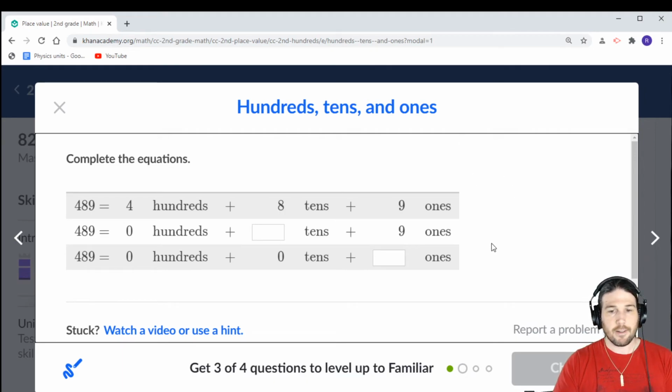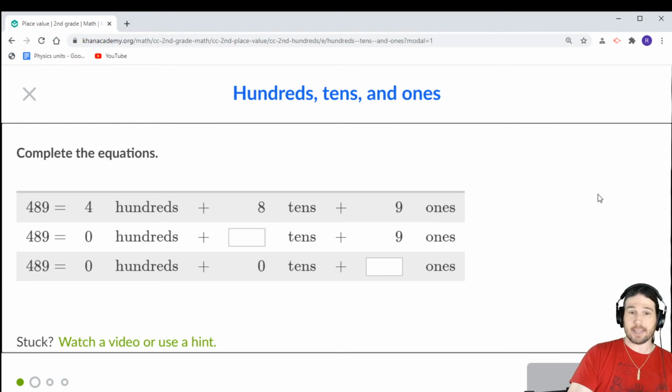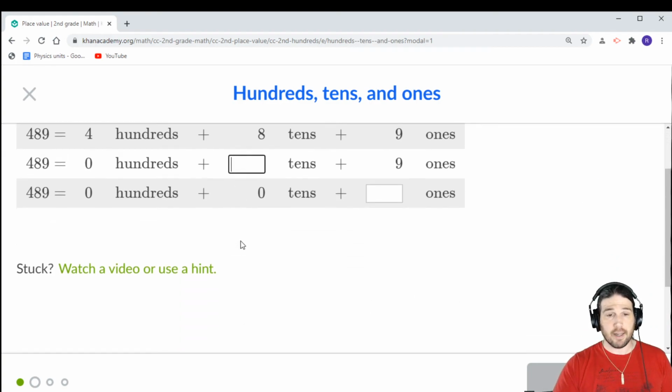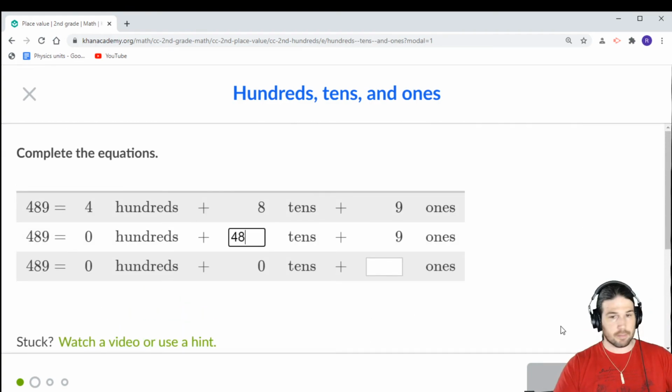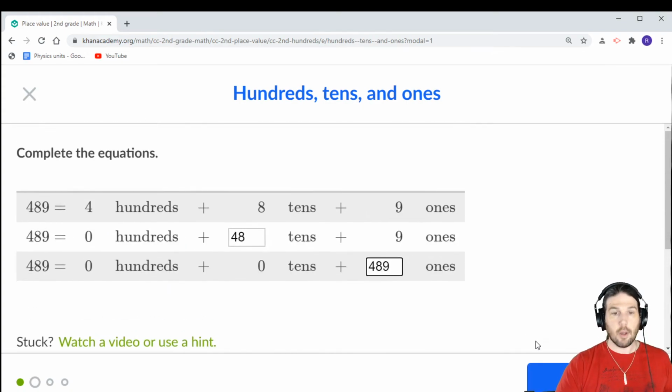So let's see. This is the same thing, except, whoa, too close. Except now we're doing all of the conversions, right? If I have 489, well, that is indeed 4 hundreds and 8 tens and 9 ones. But we could also say that we have 48 tens and 9 ones. Or we could just say that we have 489 ones. All of these are valid and correct ways of organizing the number 489.